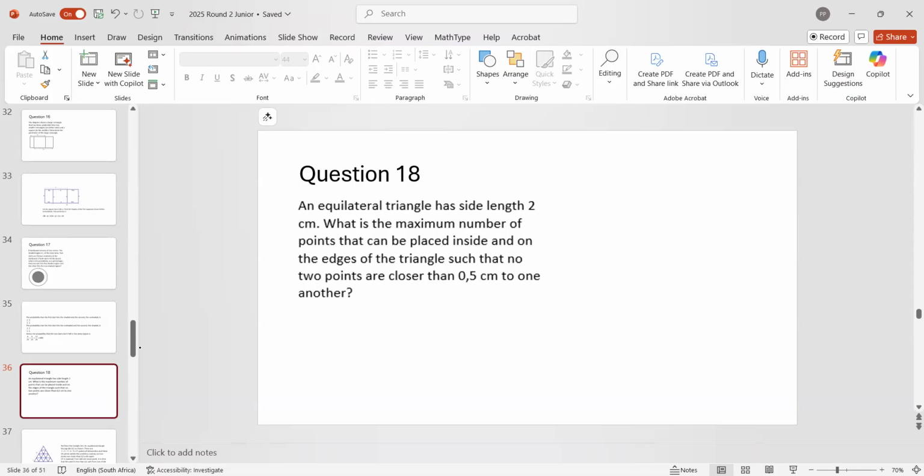It says here that an equilateral triangle has side length 2 centimeters. What is the maximum number of points that can be placed inside and on the edges of the triangle such that no 2 points are closer than half a centimeter, 0.5, to one another.